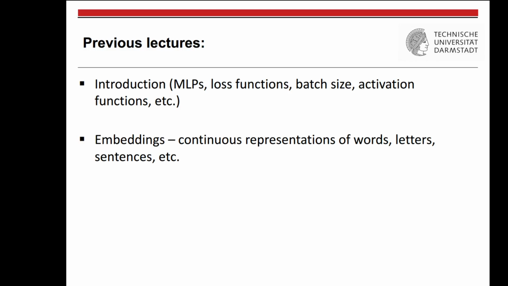Then in the next lectures we talked about embeddings, which are continuous representations of different things. They could be words, letters, sentences, or whole documents, and these representations are usually what we use at the beginning as the input of our neural networks.